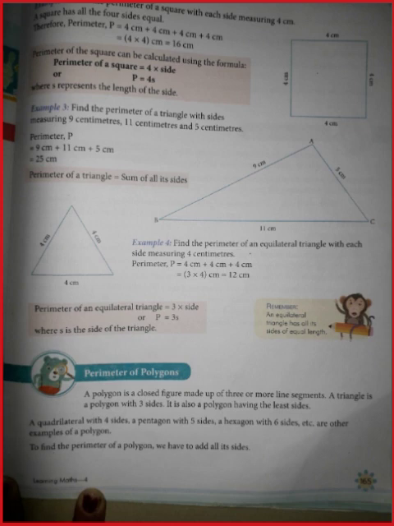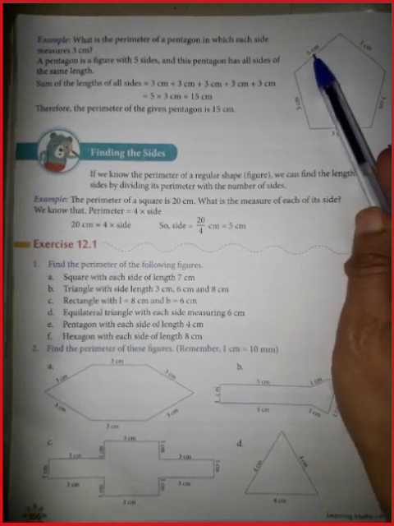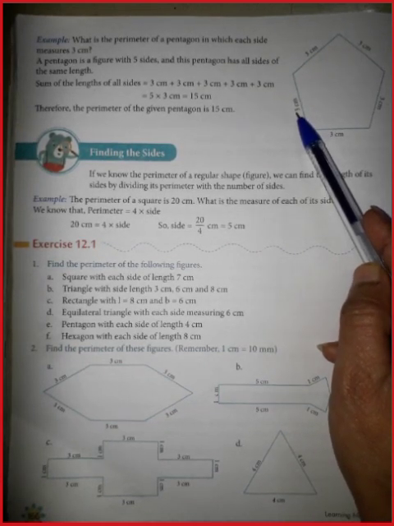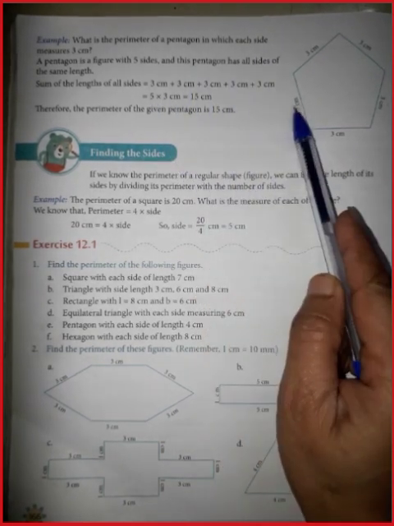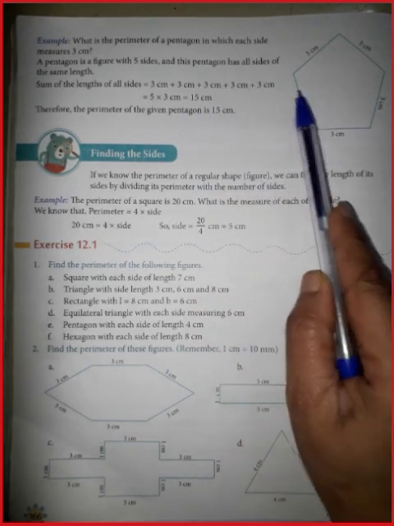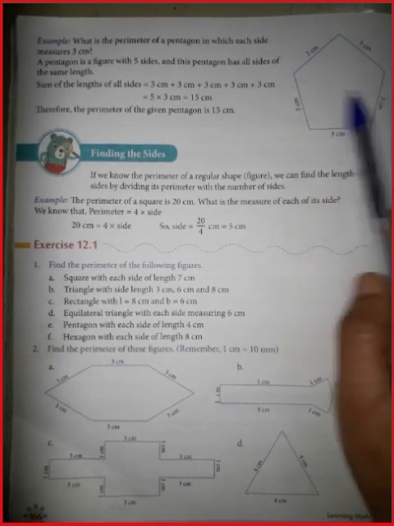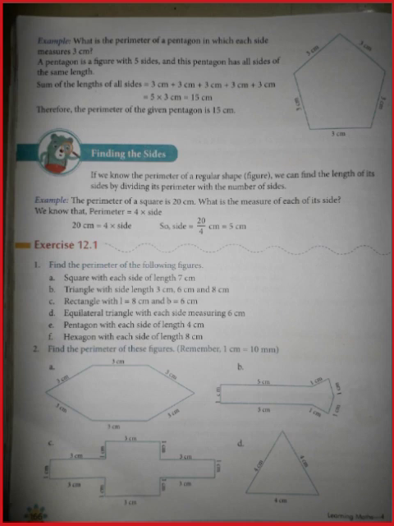Let's go ahead. To find the perimeter of these polygons like pentagon, all 5 sides are same. So what we shall do? We can multiply by 5. Side into 5. You will get the answer. Or what can we do? We can add up all these sides. Adding all these sides will also give the same answer. Both ways are correct. Okay.